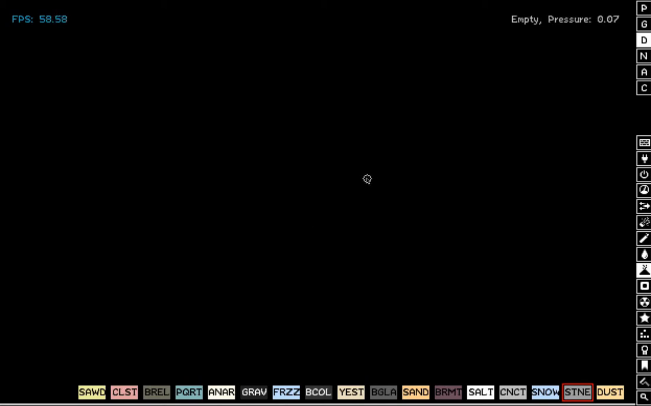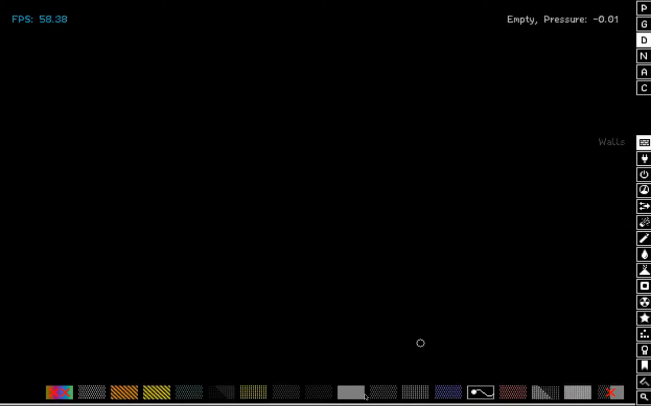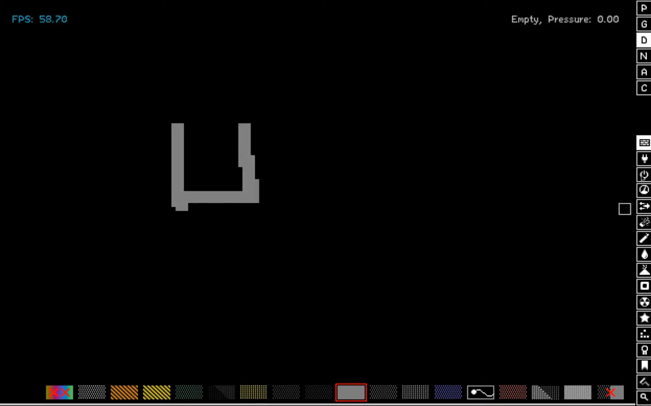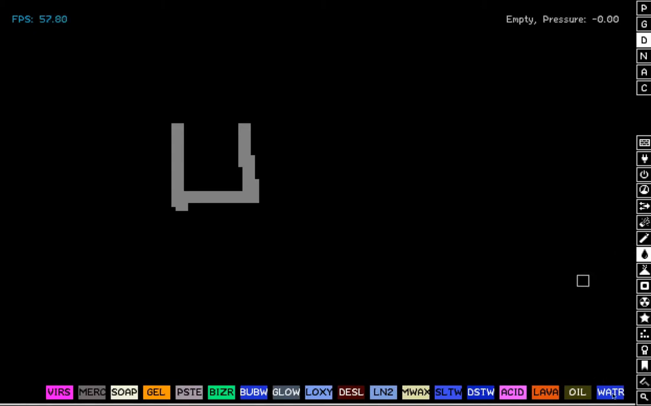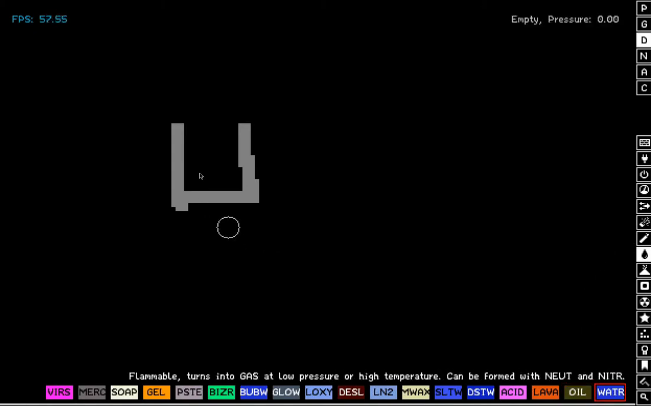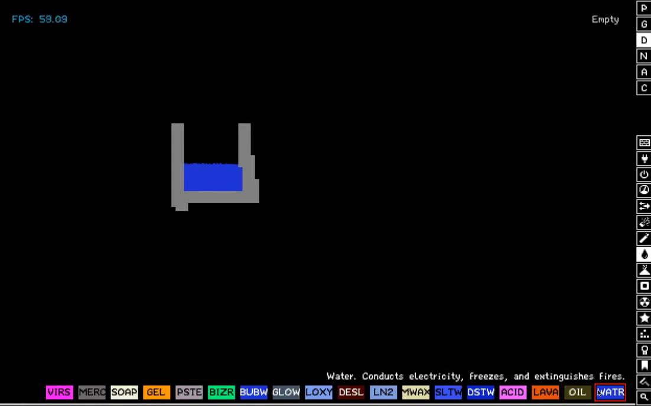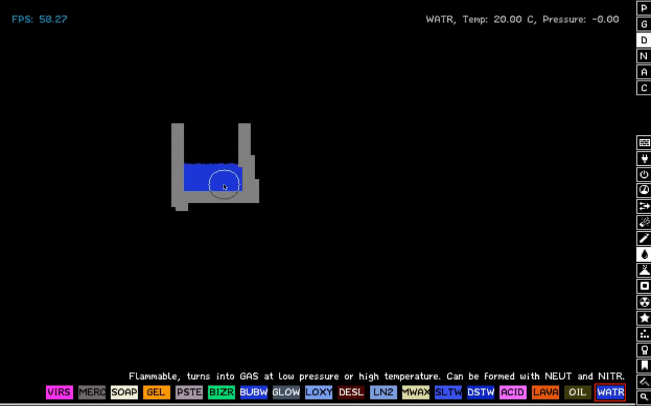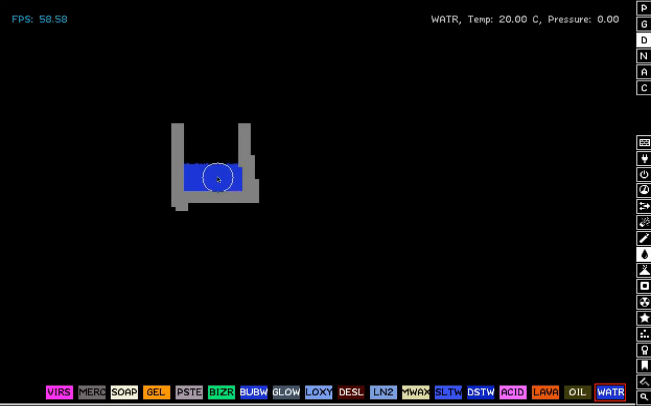So first of all, today I would start with water. Basically, first let's draw a ball which will actually contain water. Okay, so water. Water conducts electricity, it freezes, and it extinguishes fires. Water spawns at 20 degrees Celsius. It's actually like it spawns at 22, but it gets to the ambient room temperature of 20 degrees Celsius.